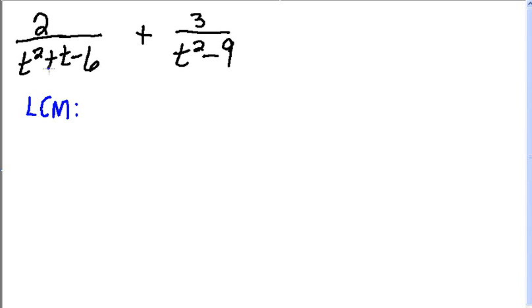First I'm going to factor them. Here, I'm looking for paired factors of -6 that sum to +1. They are 3, so this is going to be t plus 3, and -2, t minus 2. If you're having difficulty factoring, you need to watch those videos. All right. So now let's factor this denominator here.